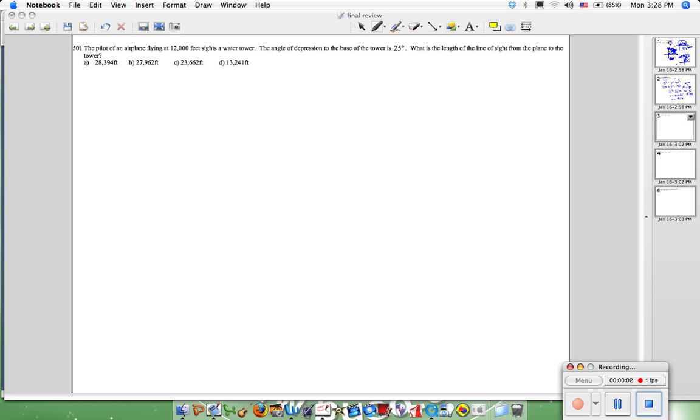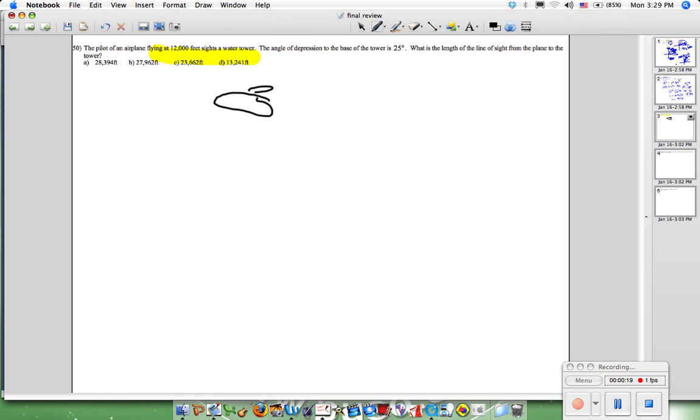Question 50. The pilot of an airplane flying at 1,200 feet sights a water tower. The angle of depression to the base of the tower is 25 degrees. What is the length of the line of sight from the plane to the tower? Okay, so the way to explain this might be better just with a picture.